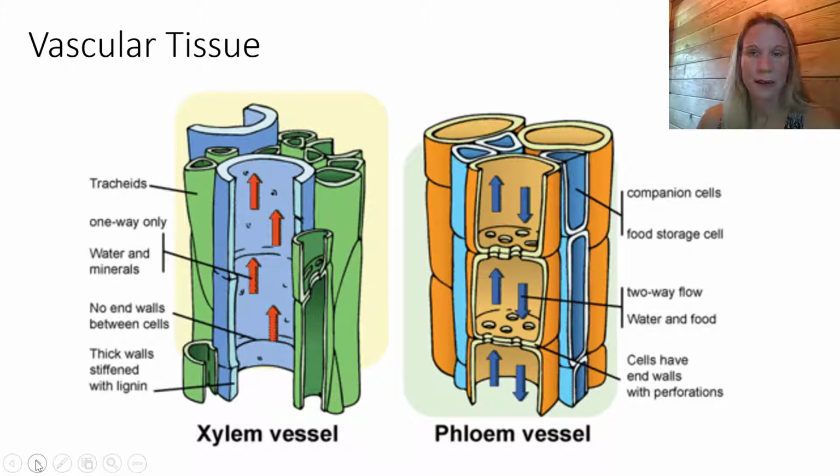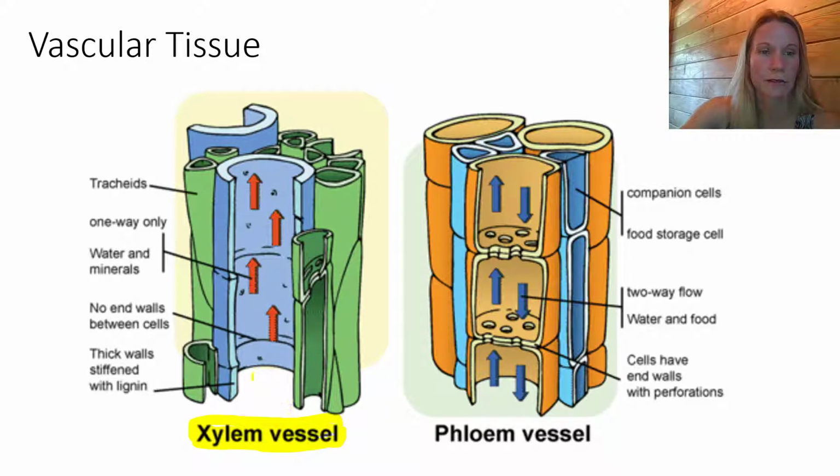Now, for a minute, think about the fact that you have blood vessels in your body. You have arteries and veins and capillaries. So the vascular tissue of plants is analogous to that. Although plants do not have blood, they do transport nutrients and they do transport water. And they do that using 2 different types of vascular vessels. So I need you to know these 2 terms. So xylem vessels, you see here on the left.